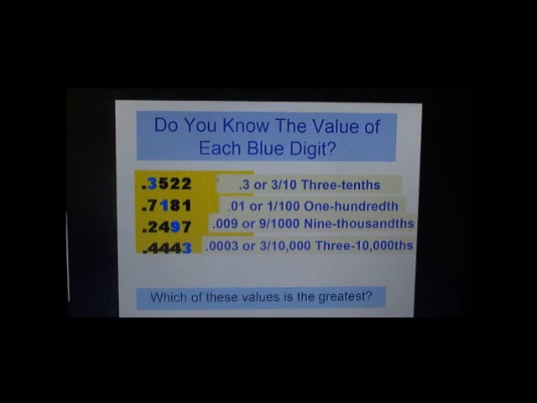Well, which one of these blue digits is the largest value? Well, hopefully it makes sense that it has to be the one in the largest place. 3/10, just by being tenths, is larger than any of these other smaller pieces.